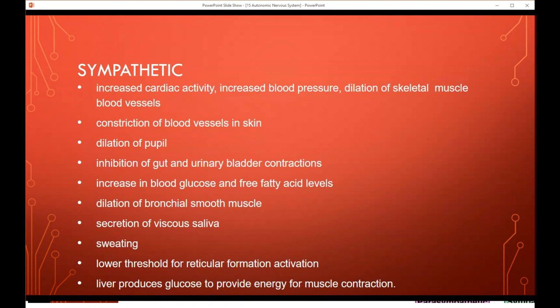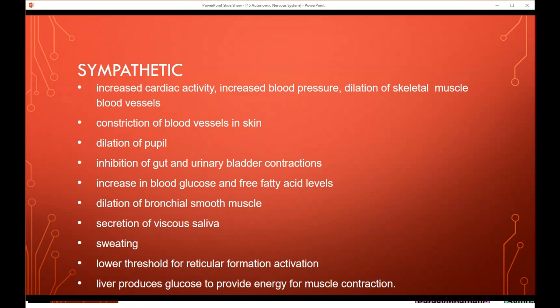Okay. We're going to see an increase in our blood glucose and free fatty acid levels because we're going to be using those muscles. We're going to need that glucose, and the free fatty acids to make more glucose if we run out of blood glucose, right? We're going to see a dilation of our bronchial smooth muscle. That's so they get more air in with each breath. Okay. We're going to see a secretion of our viscous saliva. Viscous saliva just helps keep your mouth moist so you're not thirsty.